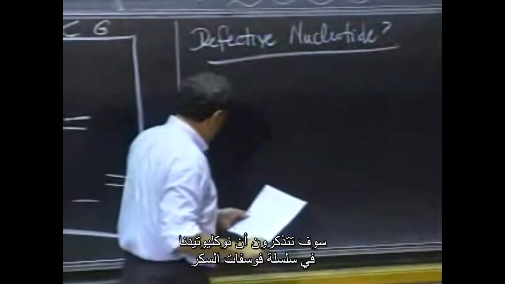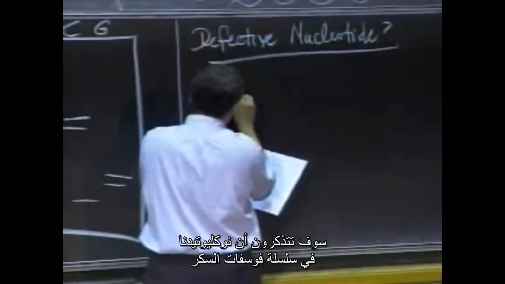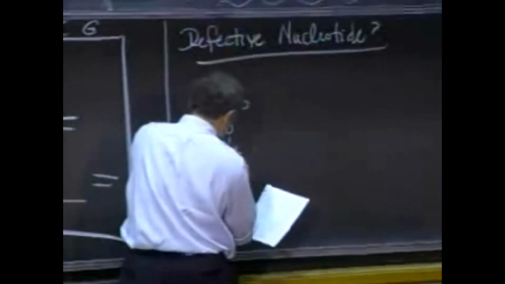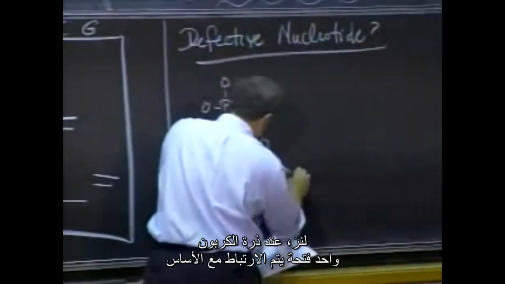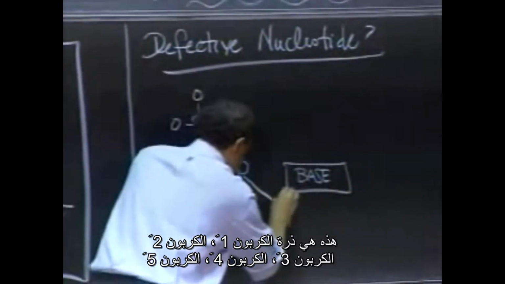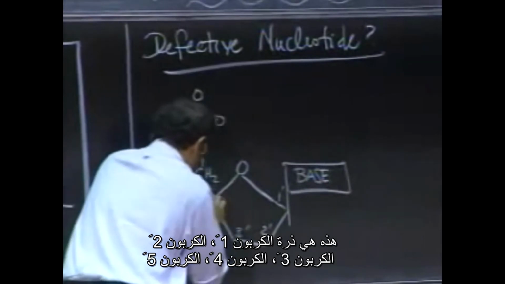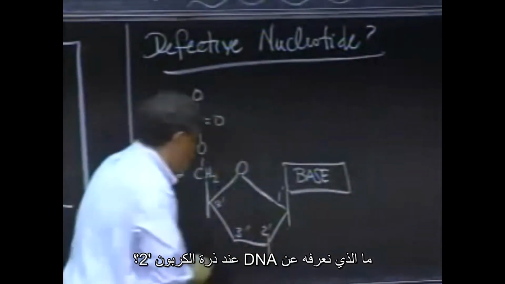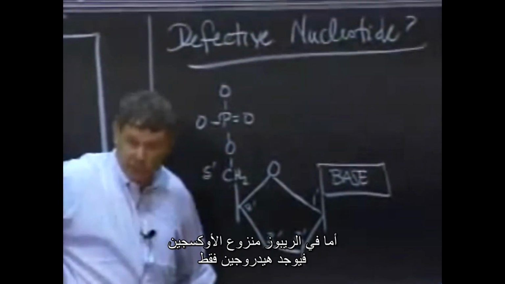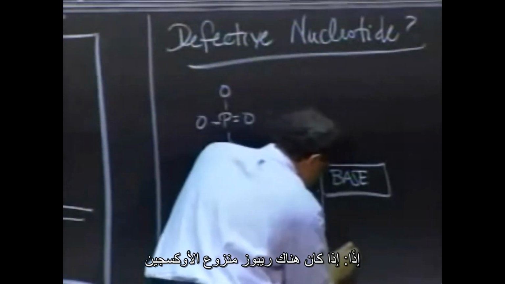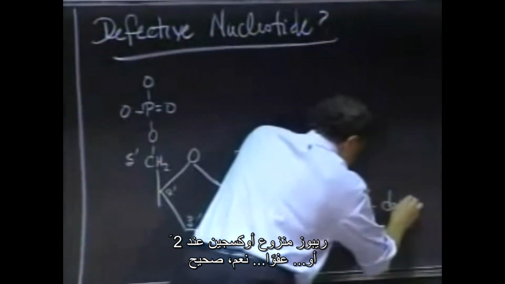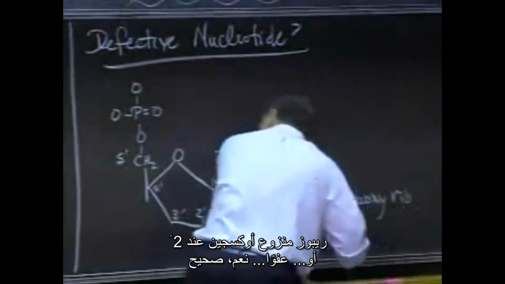Well, you will recall that our nucleotide in the sugar phosphate chain is sitting like this. Hanging off the 1' carbon is the base. This is the 1' carbon, the 2' carbon, the 3' carbon, the 4' carbon, the 5' carbon. What do we know in DNA at the 2' carbon? Normally in ribose, there'd be a hydroxyl here, right? But in deoxyribose, there's just a hydrogen. So if this is deoxyribose, a dNTP really means a 2' deoxyribose.